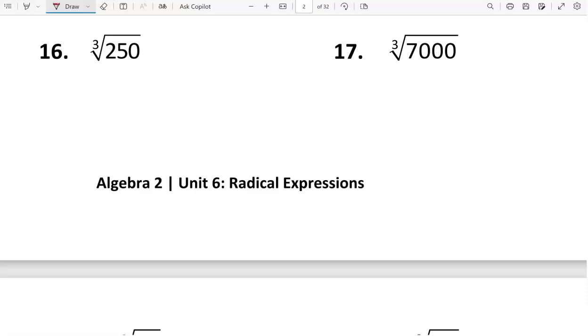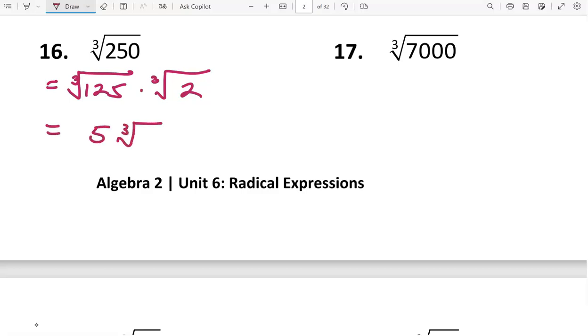In 16, we need to simplify by identifying perfect cube factors. Perfect cube factors are 1, 8, 27, 64, 125, and sure enough, 125 divides evenly into 250. So this can be re-expressed as the cube root of 125 times the cube root of 2. So that's 5 times the cube root of 2. Make sure that you're putting the index of the radical, that's the 3, in that crook of the radical so that it's not confused with the coefficient, which is 5.